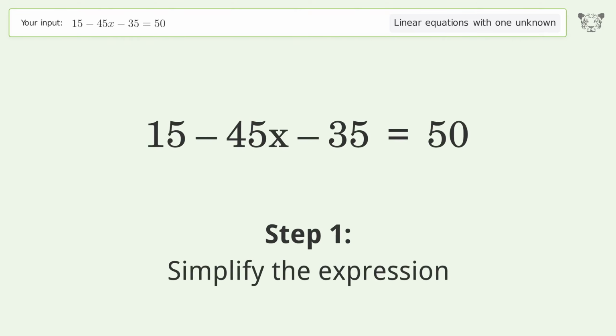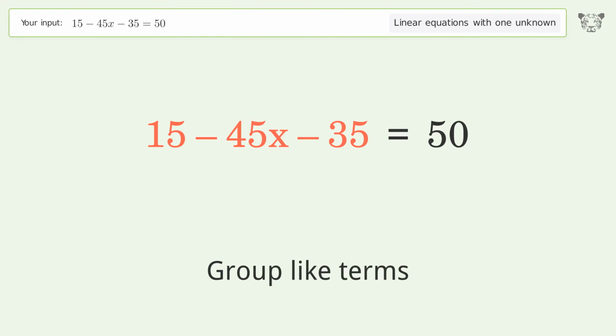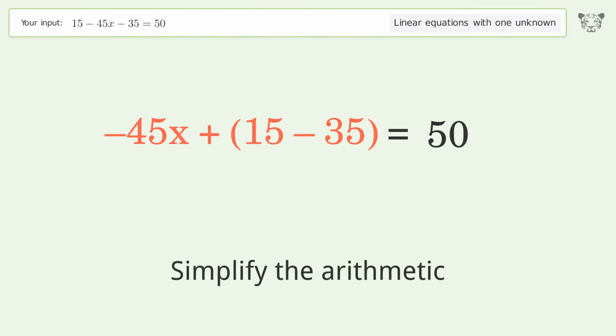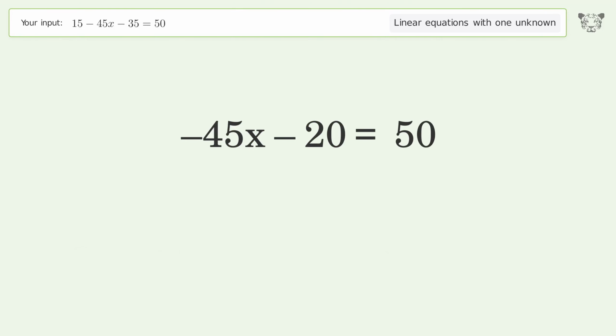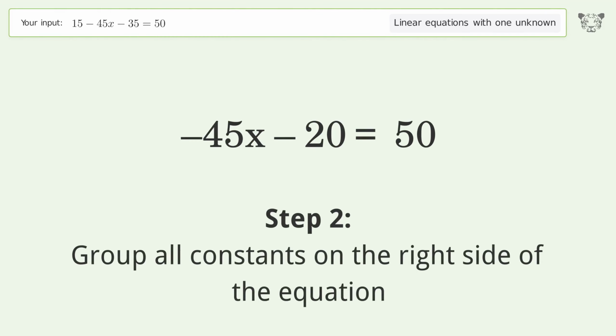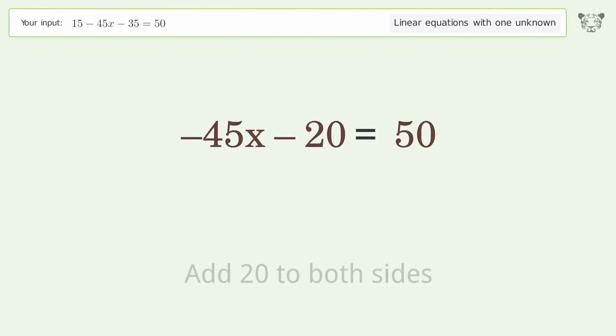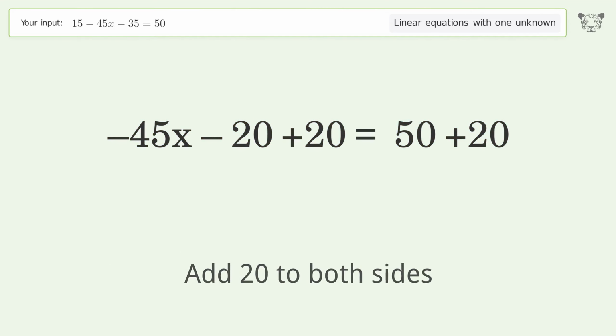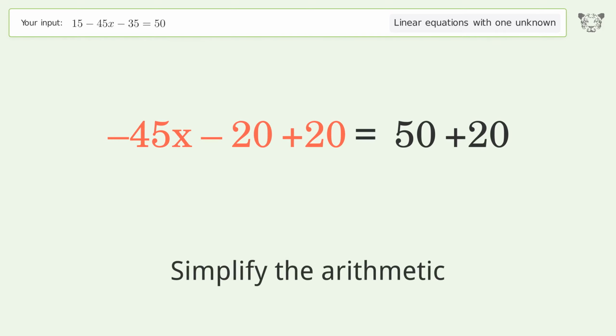Simplify the expression. Group like terms. Simplify the arithmetic. Group all constants on the right side of the equation. Add 20 to both sides. Simplify the arithmetic.